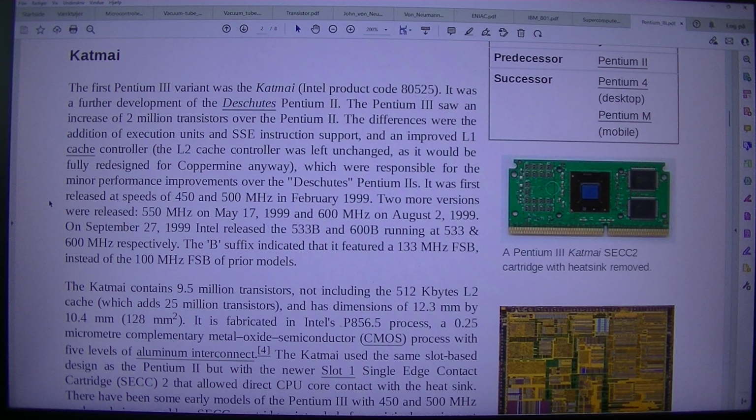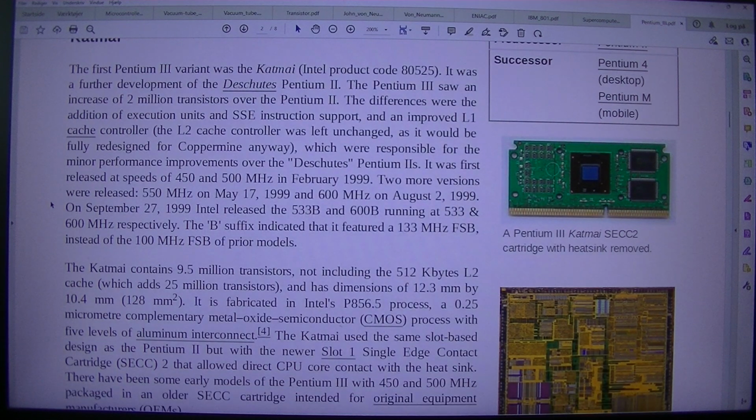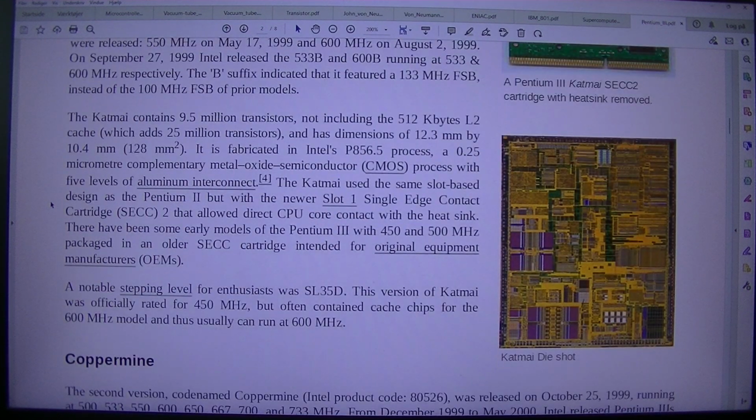Two more versions were released, 550 MHz on the 17th of May 1999 and 600 MHz on August 2, 1999. On the 27th of September 1999, Intel released the 533B and 600B running at 533 and 600 MHz respectively. The B suffix indicated that it featured a 133 MHz FSB instead of the 100 MHz FSB of prior models.